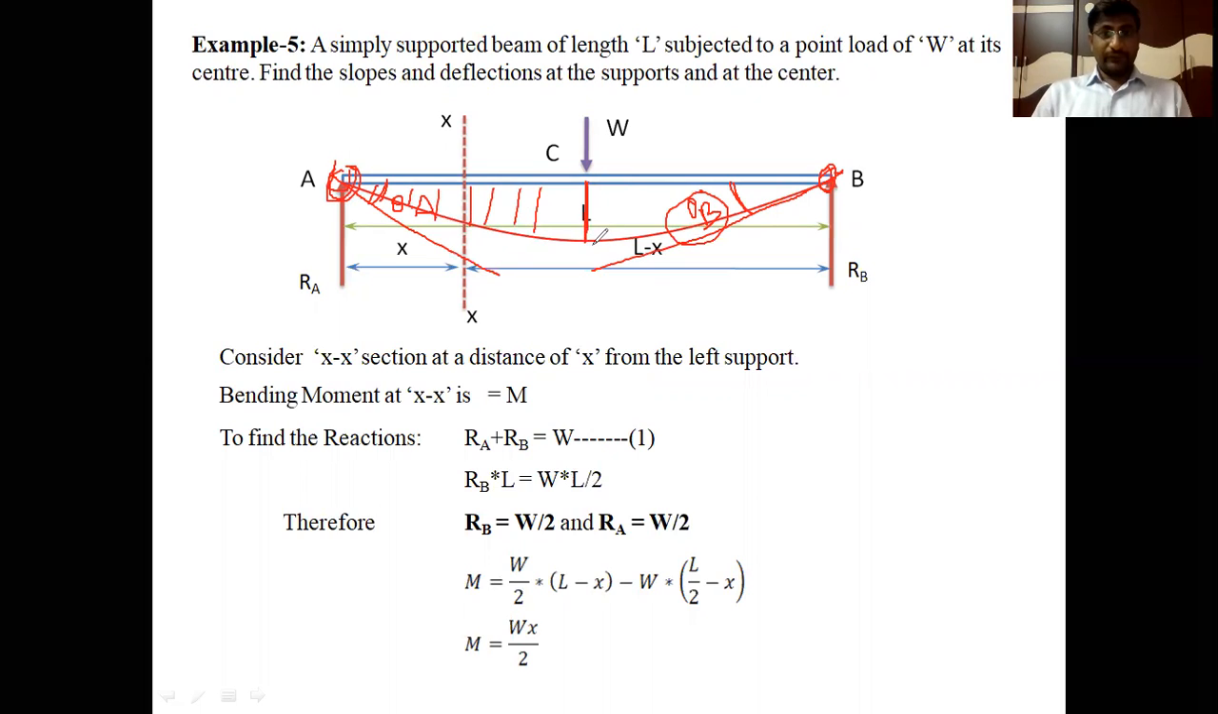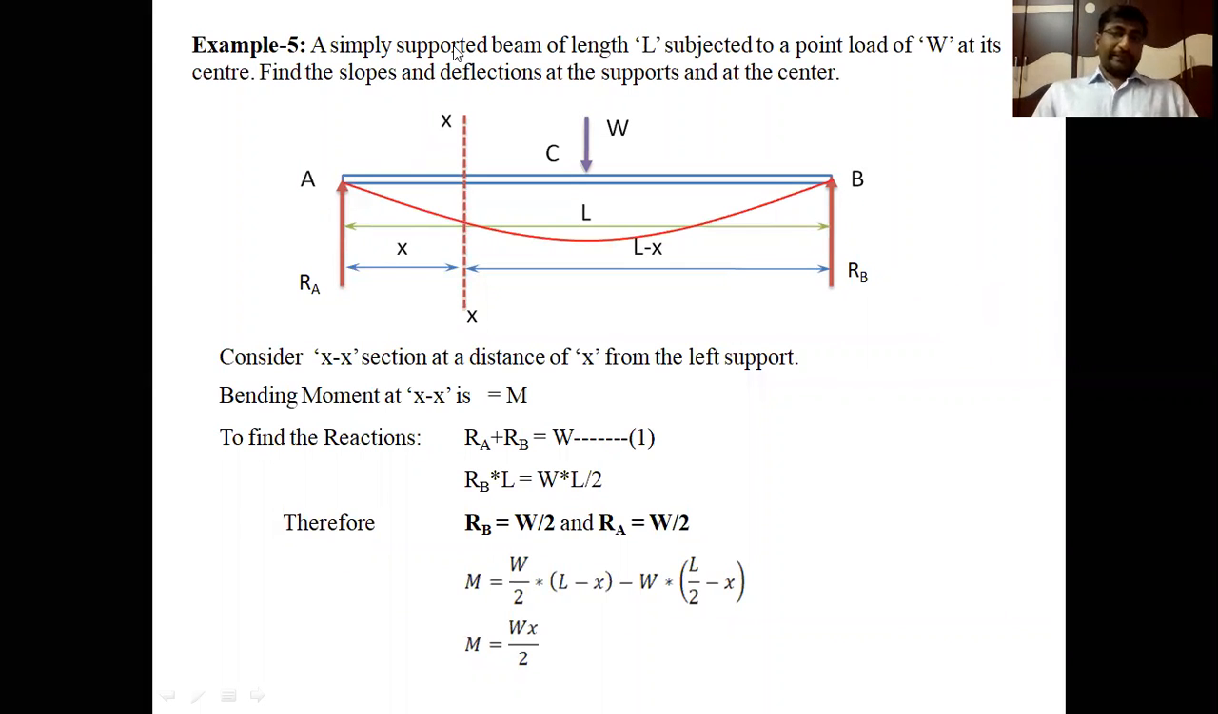If we draw the tangent at the center, it is in the horizontal position. Whenever the tangent is horizontal, the angle made by the tangent is 0. Therefore, the slope at this center point is 0. Deflection is maximum, slope is 0. Wherever the deflection is maximum, the slope is always 0.